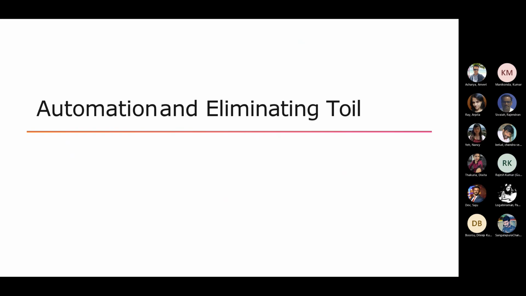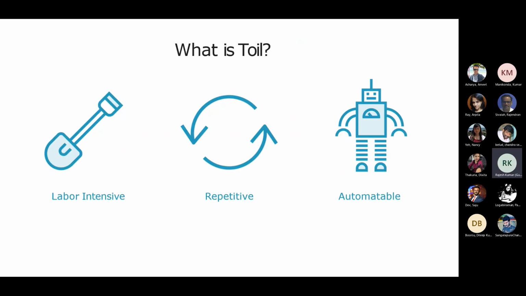Now we are going to learn how to eliminate toil. How can we automate? So what is toil? We understand that anything which is labor intensive, repetitive in nature, and can be automated by tools, that is toil. If you're saying, hey, I'm working very hard, day and night, 8 hours in a day, you are not getting the right credit for it. Yes, we are human beings. We are supposed to do smart work. So if anything can be done by tools, then why are we doing it? Simple.